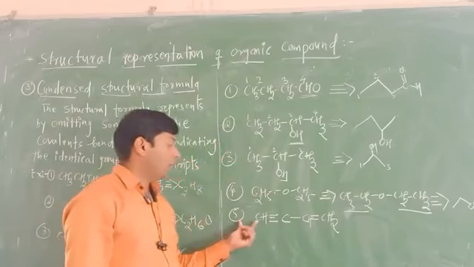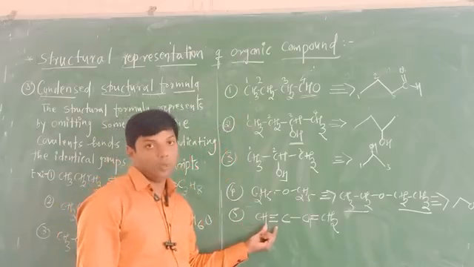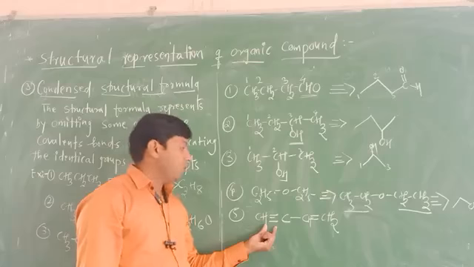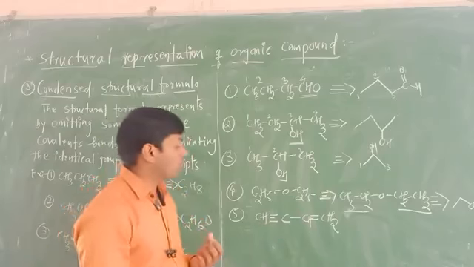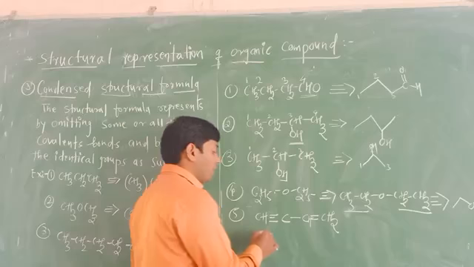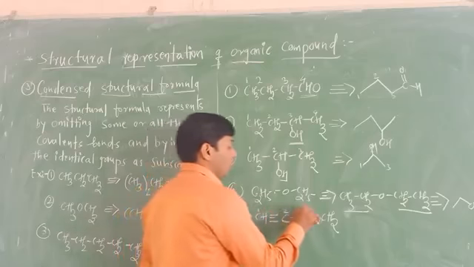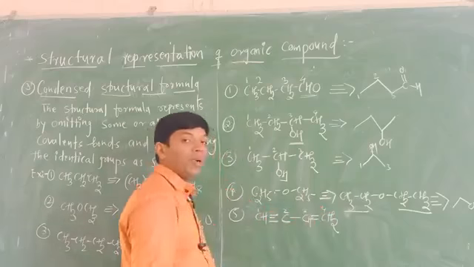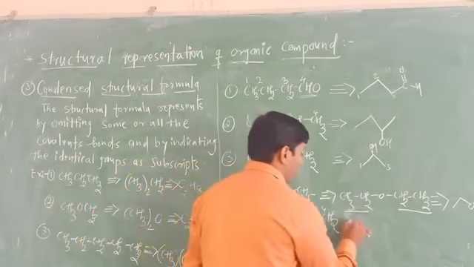Next one is the fifth example. In this example, you will find a triple bond and a double bond. 3 dashes are there, 2 dashes are there. So how to write down the bond line structural formula? First of all, if you want to write the bond line structural formula, use the numbers 1, 2, 3 and 4. 4 carbon atoms are there.